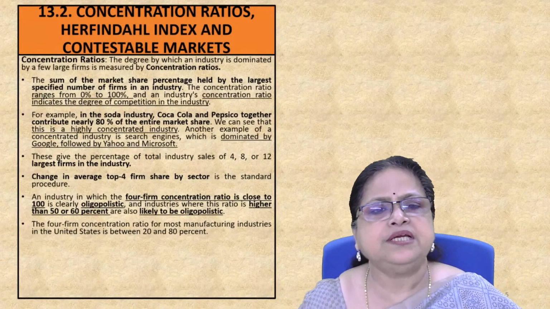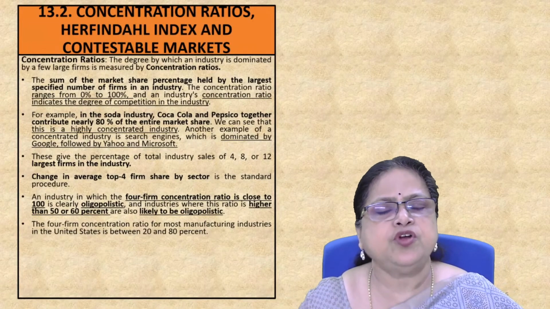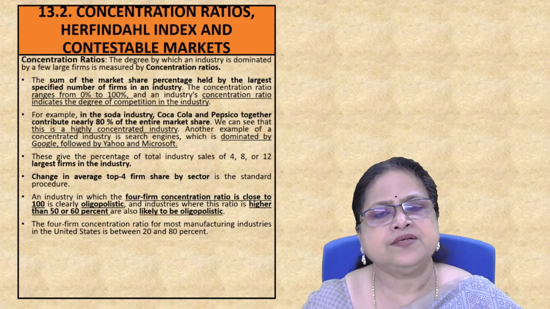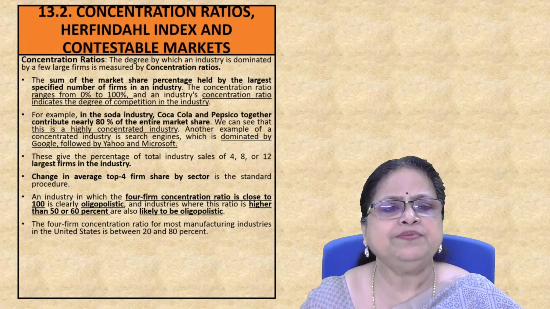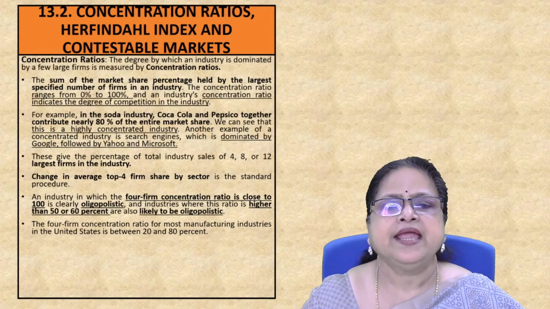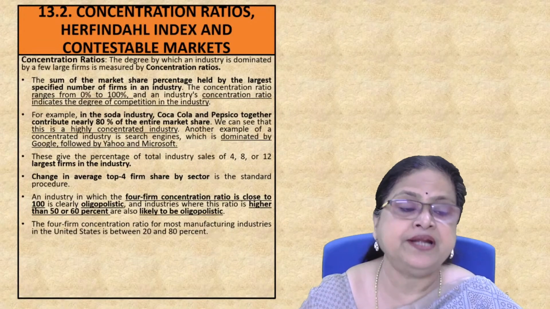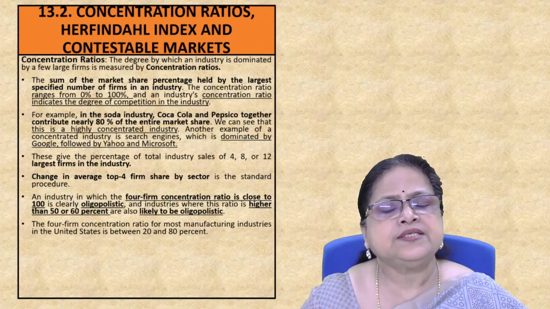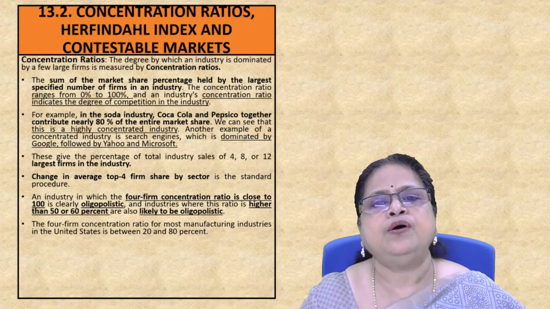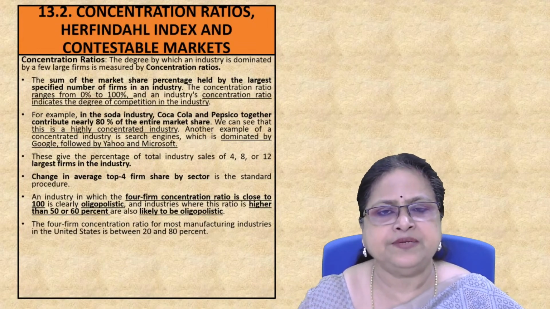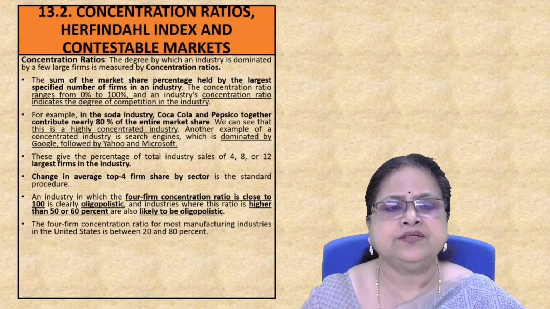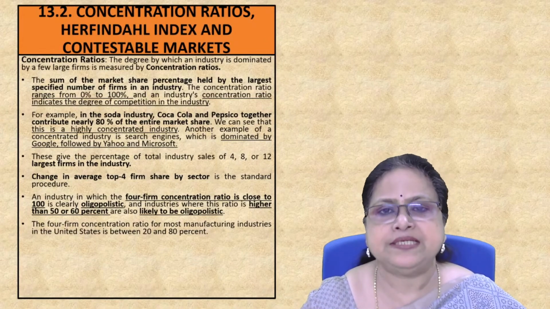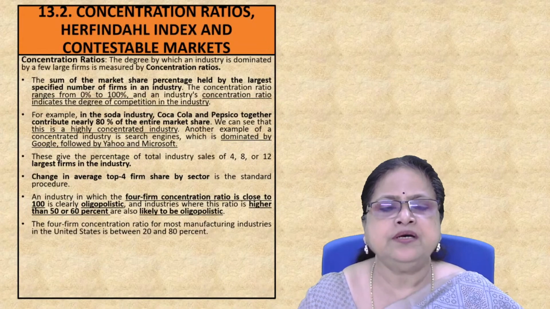Concentration ratio is the degree by which an industry is dominated by a few large firms. The sum of the market share percentage held by the largest specified number of firms in an industry is taken into account. It is not that we are taking all the firms engaged in production in that particular sector. We have to take a specified number of firms, and they must be the largest contributors to the sector.